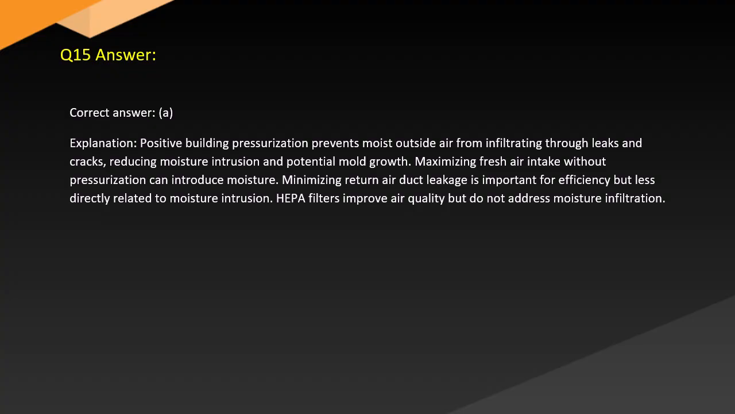Answer. Correct answer: A. Explanation. Positive building pressurization prevents moist outside air from infiltrating through leaks and cracks, reducing moisture intrusion and potential mold growth. Maximizing fresh air intake without pressurization can introduce moisture. Minimizing return air duct leakage is important for efficiency but less directly related to moisture intrusion. HEPA filters improve air quality but do not address moisture infiltration.